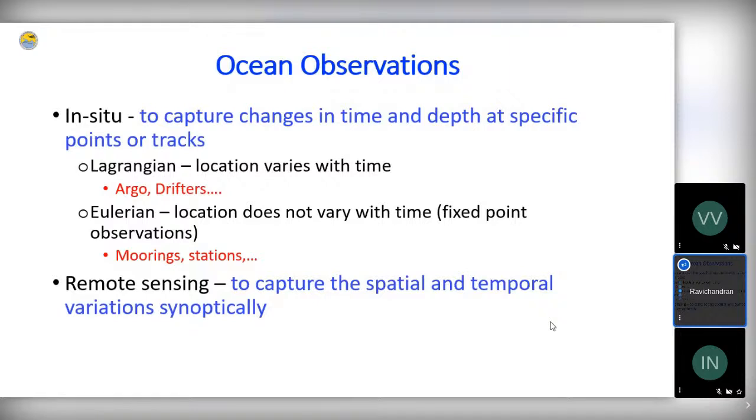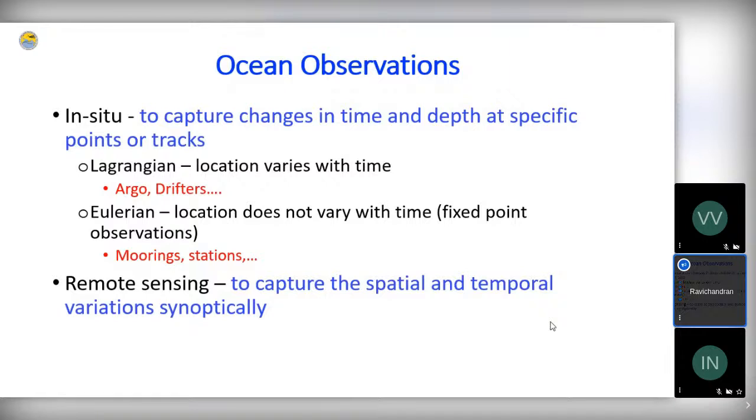And remote sensing again consists of two components: one is radar and the other is satellite. In this presentation, I will mostly cover in-situ observations. In-situ observations can broadly be classified into two areas. One is where the location varies with time. This is Lagrangian: wherever the instruments and platforms are used, the observation time as well as space will continue to change according to the currents and other environmental conditions. So that is called a Lagrangian observation.